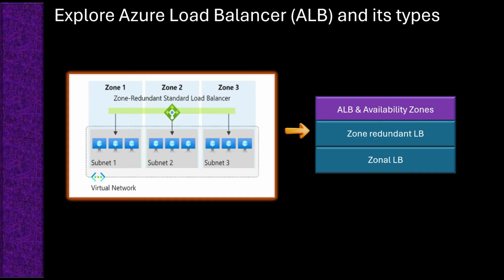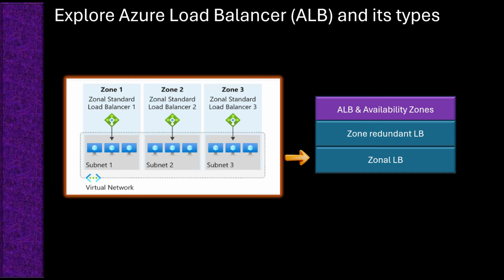In regions with availability zones, you can configure the standard load balancer as zone redundant. A zone redundant load balancer has a single front-end IP address that remains available as long as at least one zone within the region is functional. This configuration allows for seamless traffic distribution even if one or more zones fail, as long as there is an active zone remaining in the region. It provides resilience by keeping the front-end IP accessible regardless of which specific zones are impacted.